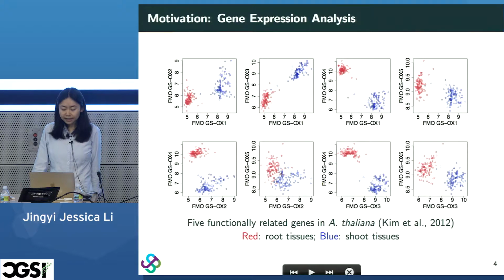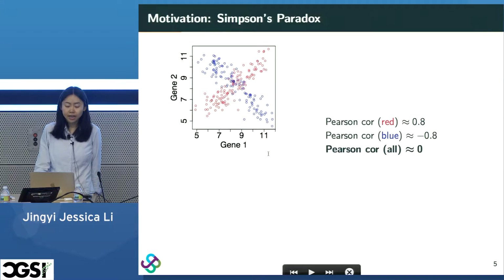So to generalize this question, it's actually related to what we call Simpson's paradox. Which means that if you look at part of your data versus all the data, your conclusion may be totally different. So in this case, if we just compute Pearson correlation using all the data points, we'll get a value close to 0. But if we compute Pearson correlation for the red dots and the blue dots separately, we may get a very strong correlation. So this is Simpson's paradox.